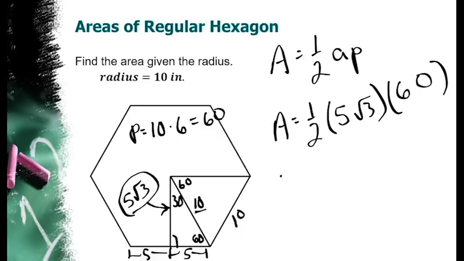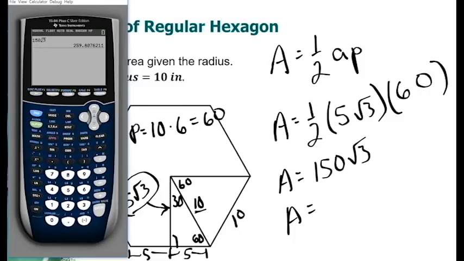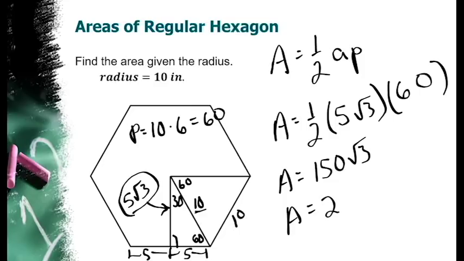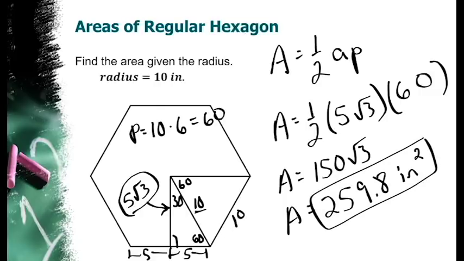We have enough to go on. 1/2 5 root 3 times 60 is 150 root 3. And we calculated that here just a second ago. That's 259.8 square inches. The difference between the last two is the first one started off with a perimeter and we worked our way around to the apothem. This one started off with a radius. That's the big difference between the two problems.